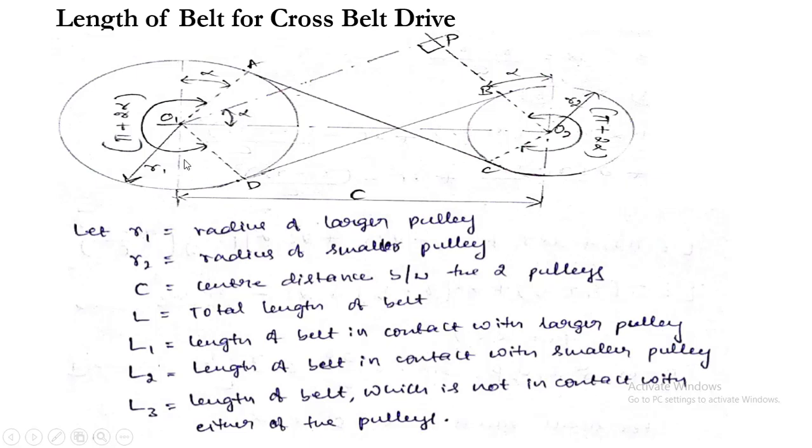R1 is the radius of the larger pulley, R2 is the radius of the smaller pulley, C is the center distance between those two pulleys, L is the total length of the belt, L1 is the length of the belt in contact with the larger pulley, L2 is the length of the belt in contact with the smaller pulley, and L3 is the length of the belt which is not in contact with either of the pulleys. So you just write all these. As I said, these are again the same as that of the open belt drive. The only change is this diagram, and the sign in this value will get changed.